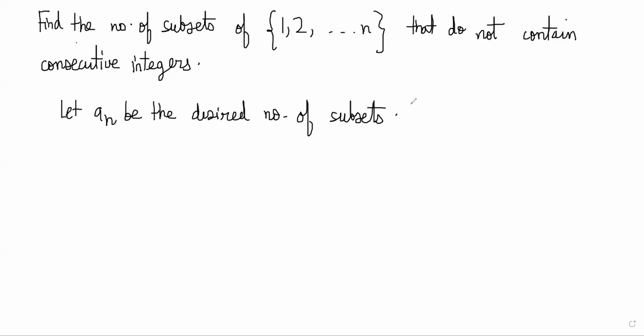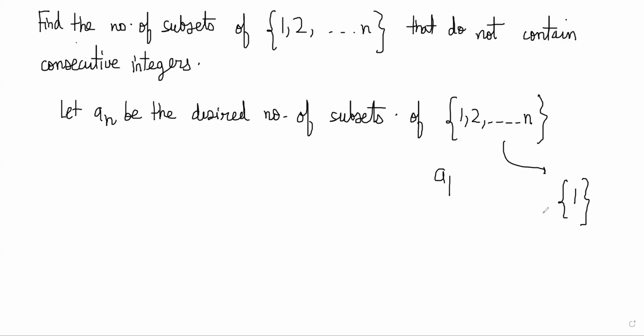Okay. We want the number of subsets of the set 1 to n. If I wanted to do A1, the set itself was 1 only, right? So the number of subsets of {1} that do not contain consecutive integers is 2. One of them is the set itself, {1}, and the other one is the null set.